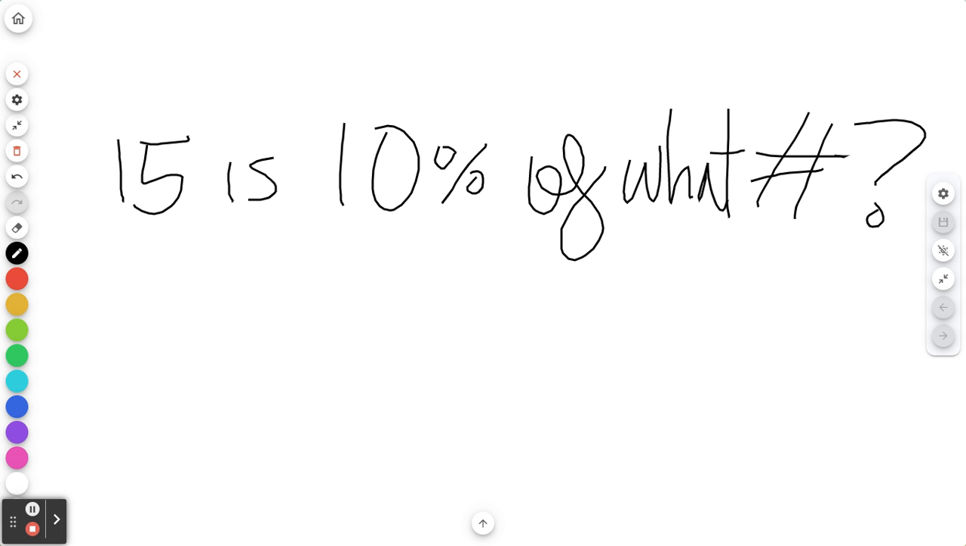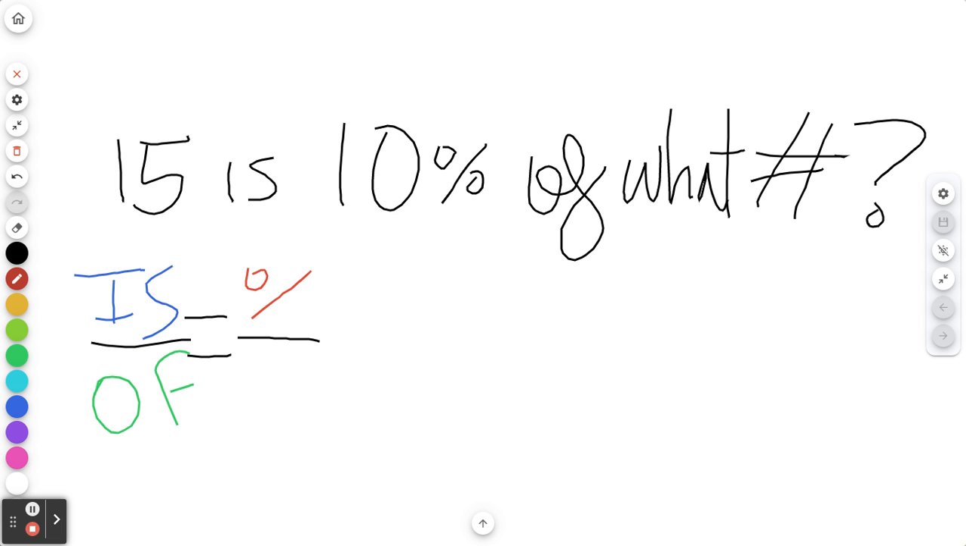I'm going to do it in a different way you haven't seen yet. We're going to list out our percent proportion. So on your note card, you're going to write it. Your percent proportion, which is... Beautiful, Zeph and Jazz. Is over of equals percent over 100.